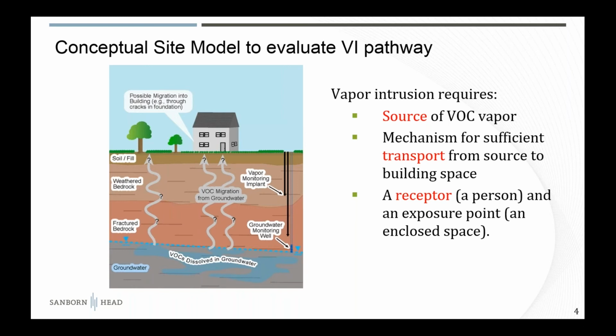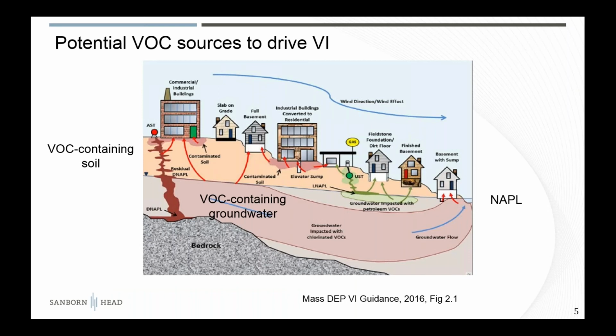So looking at each one of these in turn, just briefly, this is a cartoon from the Mass DEP VI guidance showing the various potential VOC sources to drive vapor intrusion. It includes a VOC containing soil, that is a vadose zone source. It could include VOC containing groundwater, a dissolved phase, or you can have a NAPL situation, which could be present floating on the water table. That could be a potential driver for vapor intrusion.